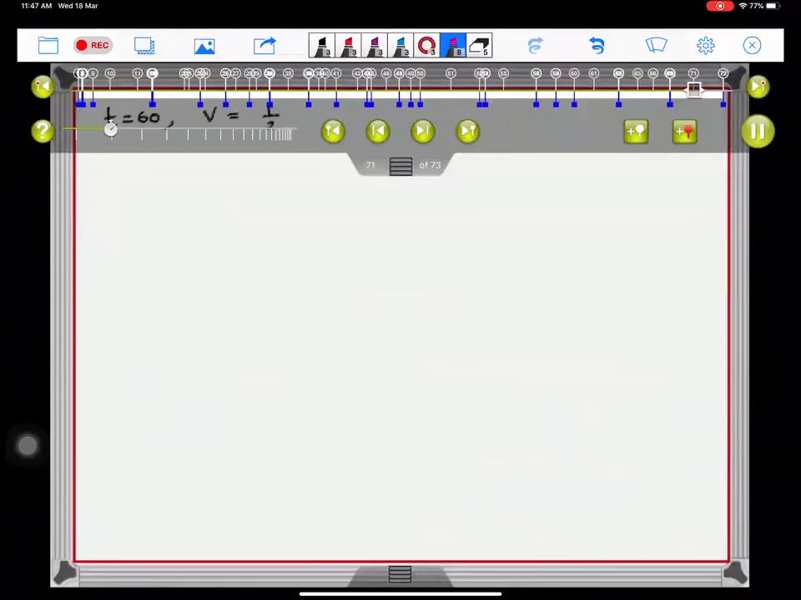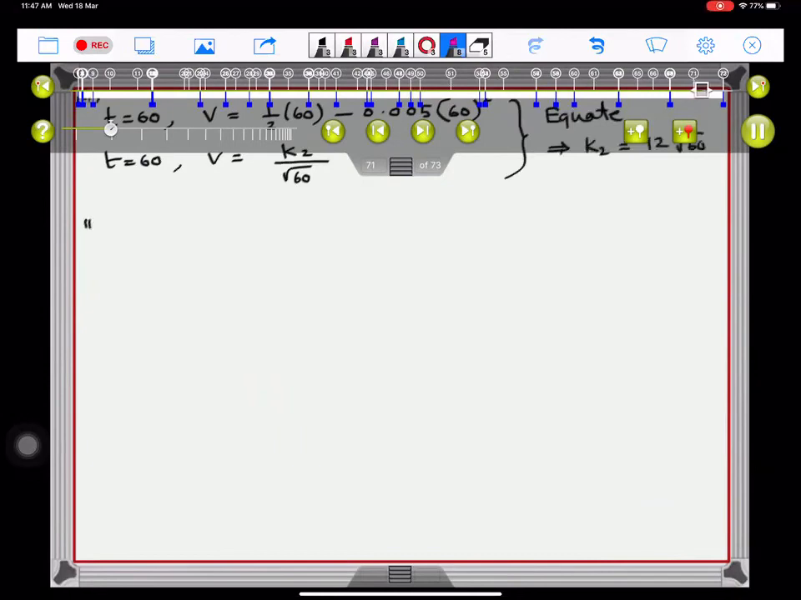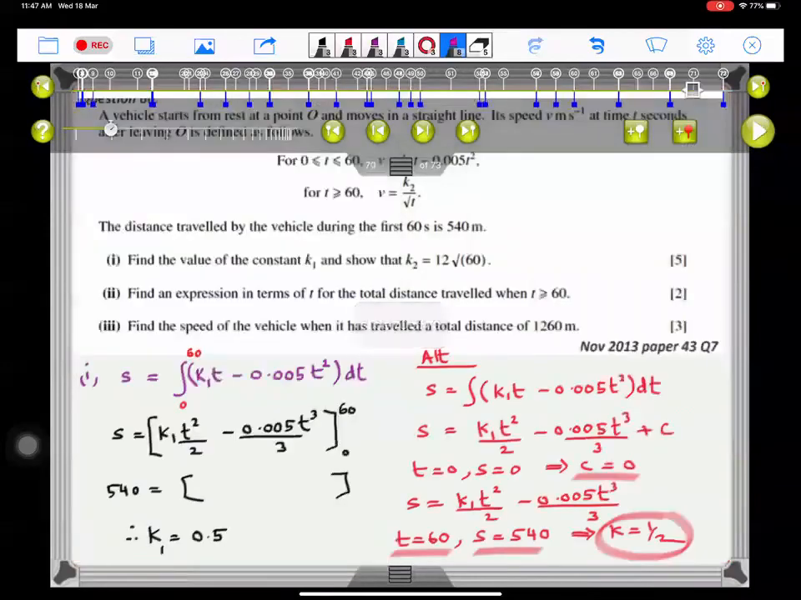you plug in the first equation, time t equals 60, you plug in the second equation. You equate both of them, and then K2 comes out to be 12 square root 60. Third part. Find an expression, in terms of t, for the total distance traveled when t is greater than or equal to 60. That means I'll integrate the second equation.